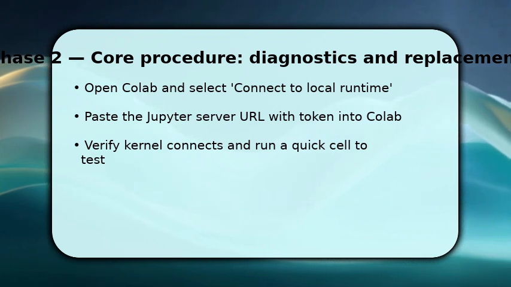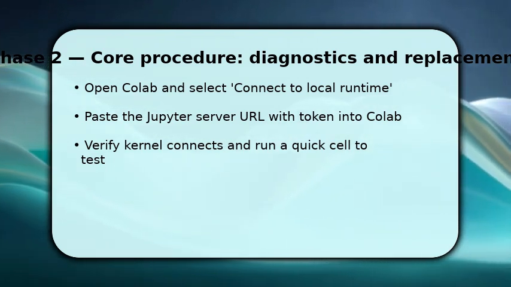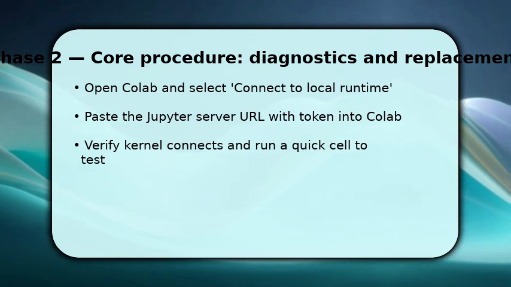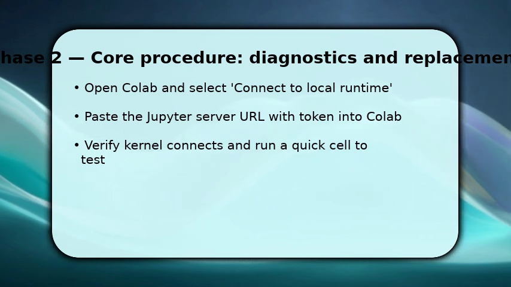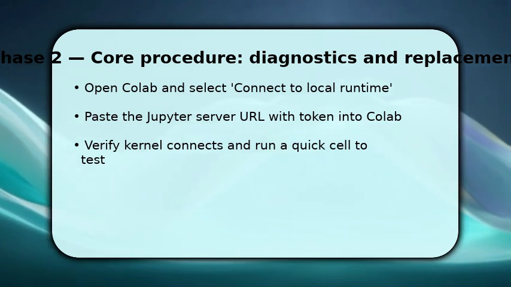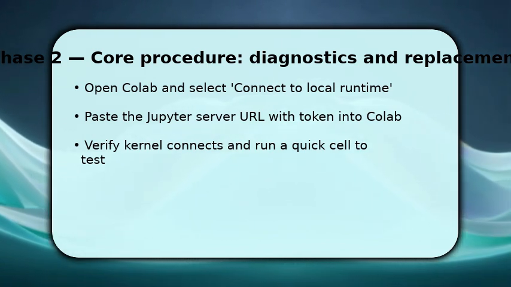Colab attempts a WebSocket connection. If successful, the runtime status changes to connected. Run a simple Python cell to verify packages and file access. If the cell executes, you are working on your local kernel through Colab's interface, enabling hardware differences and familiar packages.